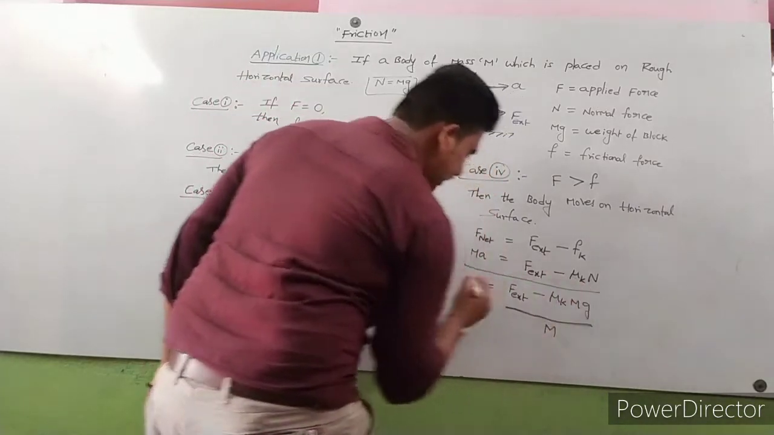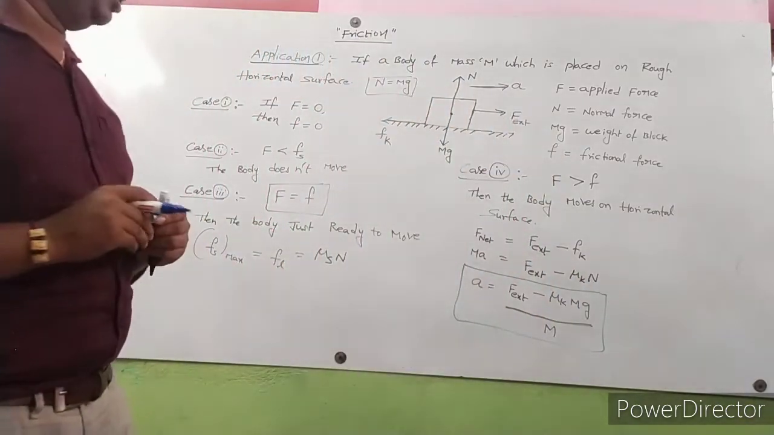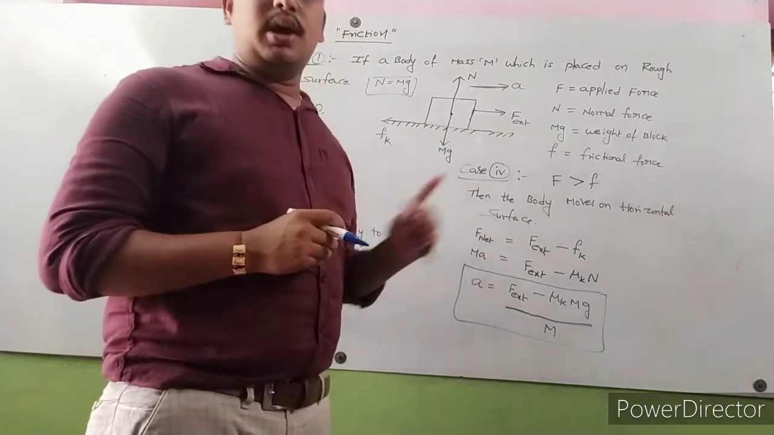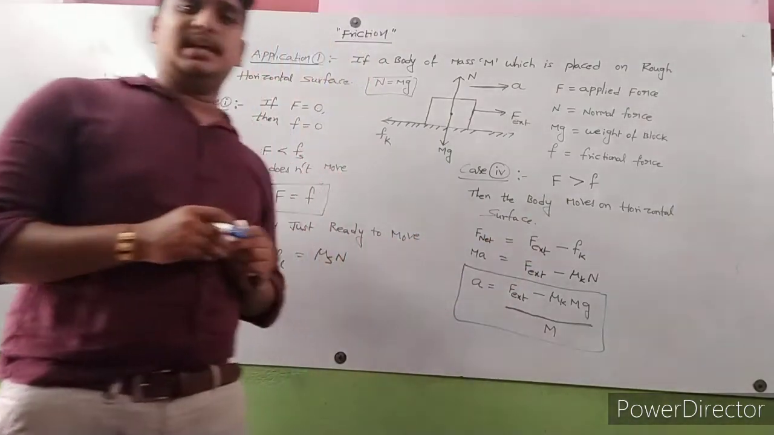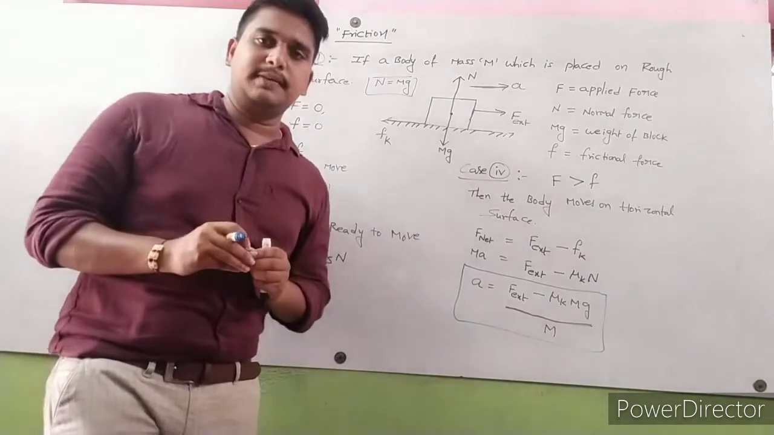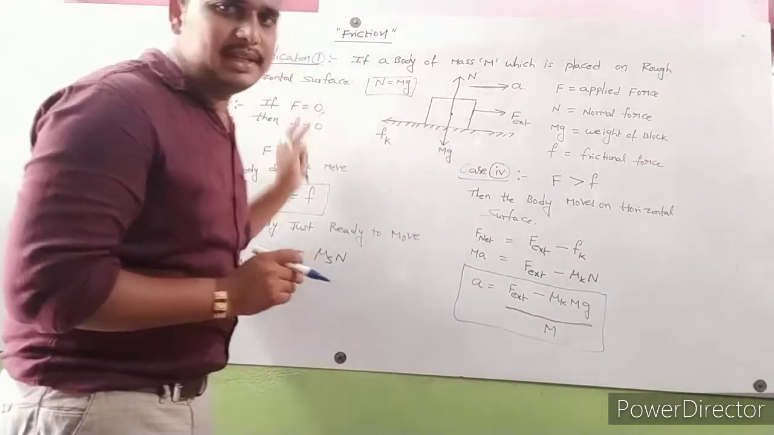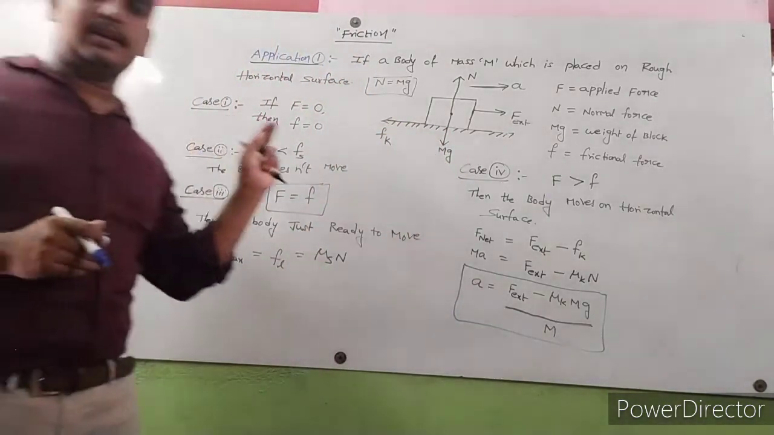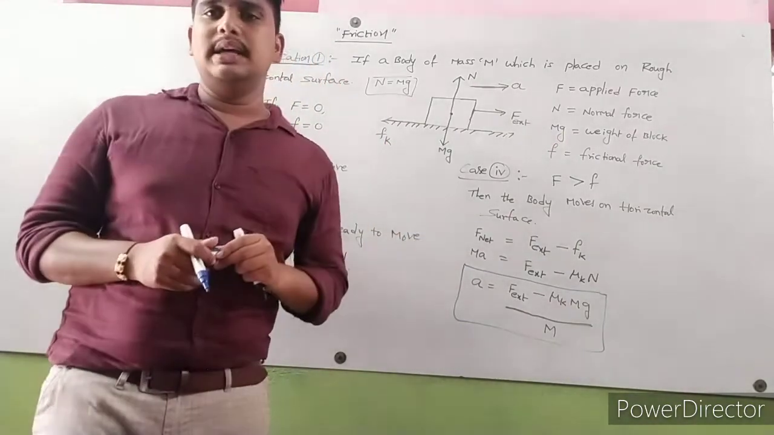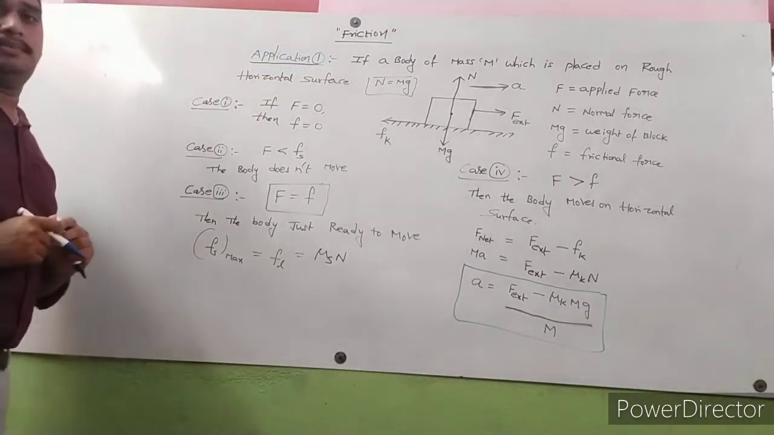While the block is in motion, the acceleration a is equal to F external minus mu k into mg, divided by m. So this is about the first application. If we consider a block on a rough horizontal surface, we got these 4 cases. Based upon the cases, we have to apply the formula and solve the numericals. This is about application number 1.